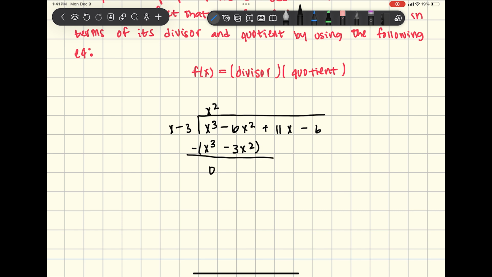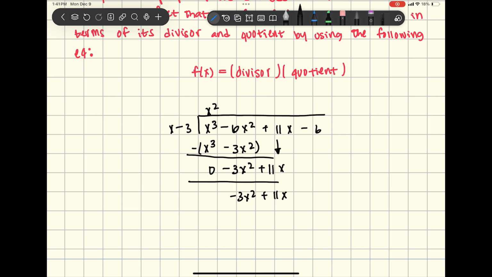When we combine -6x squared with positive 3x squared, we get -3x squared. We bring the next term down, which in this case is 11x. And before we go up top again, let's clean this up, and we'll repeat the process. Right, so the 0 is just unnecessary, and so we'll bring everything else down, and we'll write negative 3x squared plus 11x, and we repeat the process.